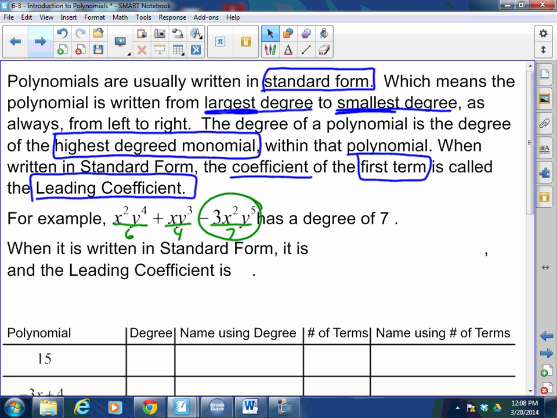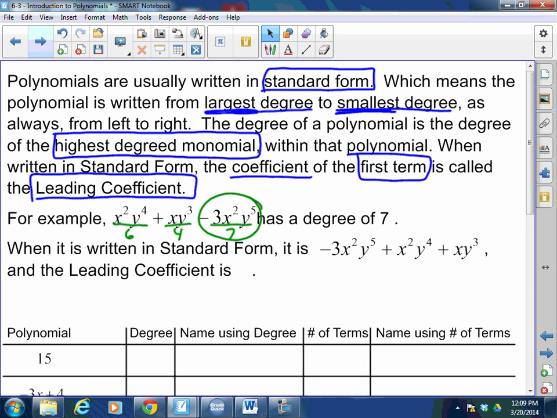Now, let's write this in standard form. So I gotta go highest degree to lowest degree. So what's my highest degree here? What's the first term going to be? Negative 3x squared y to the fifth, followed by x squared y to the fourth, followed by xy cubed. That would be my polynomial in standard form.